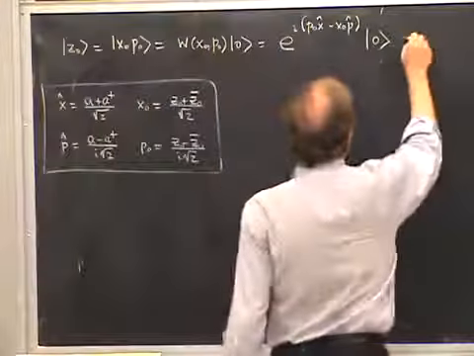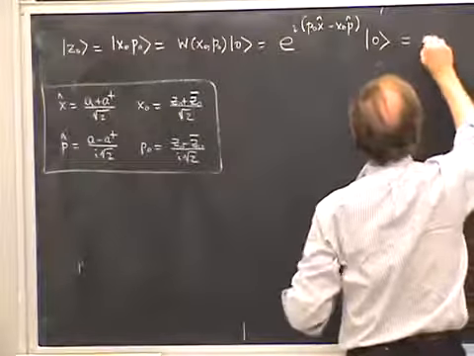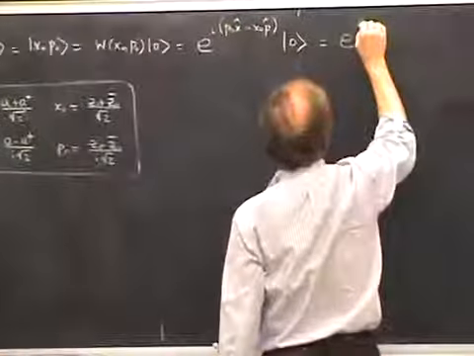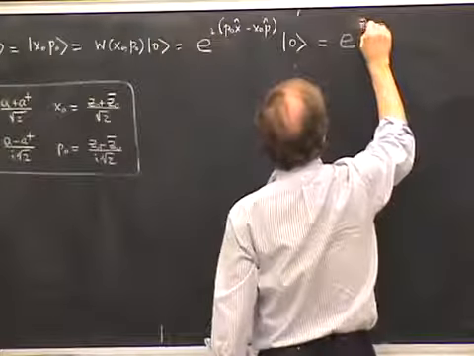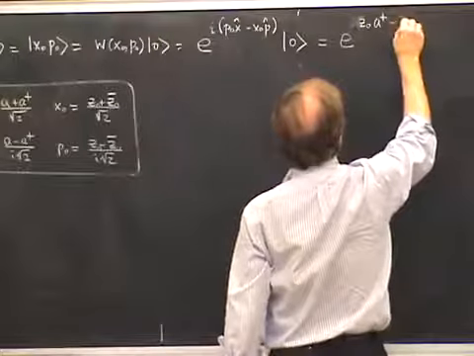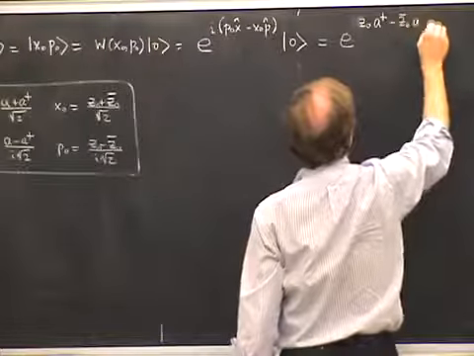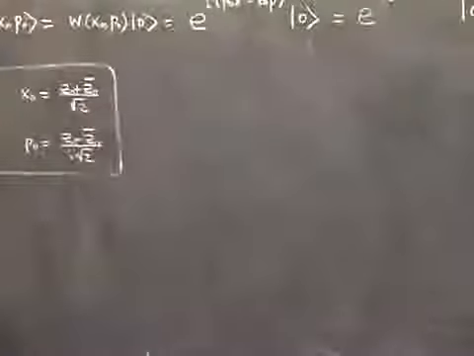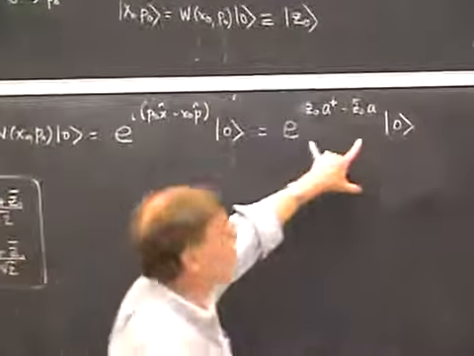And if you do this and transform this exponent, you find it turns into e to the power of z0 times a dagger minus z0 bar times a, applied to the ground state. It's just algebra to transform that exponent in these equations, and if you do, it turns into this.